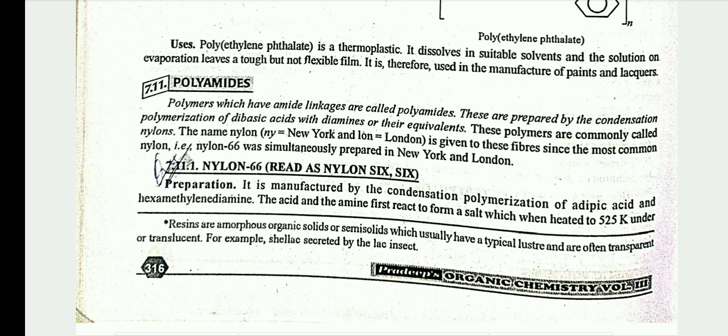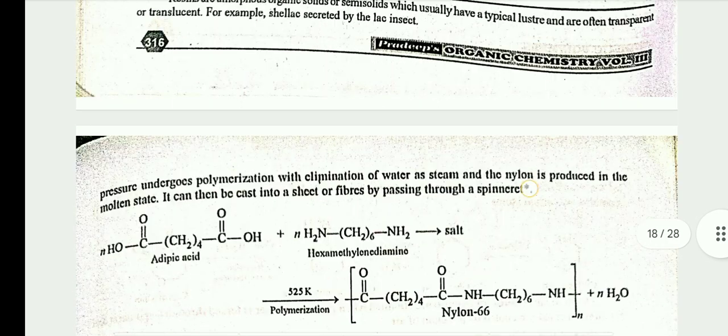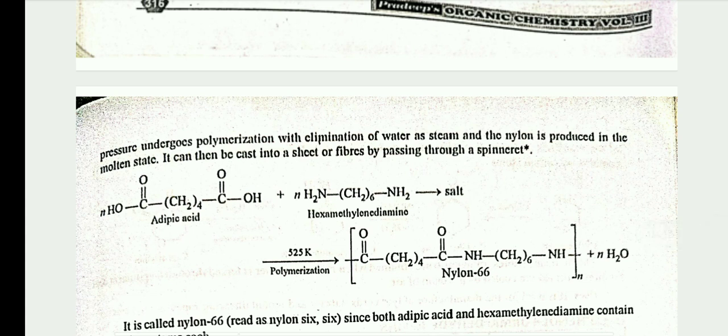Nylon 66 preparation. It is manufactured by the condensation polymerization of adipic acid and hexamethylene diamine. The acid and the amine first react to form a salt, which when heated to 525 Kelvin under pressure undergoes polymerization with elimination of water as steam, and the nylon is produced in the molten state. It can then be cast into a sheet or fiber by passing through a spinneret.